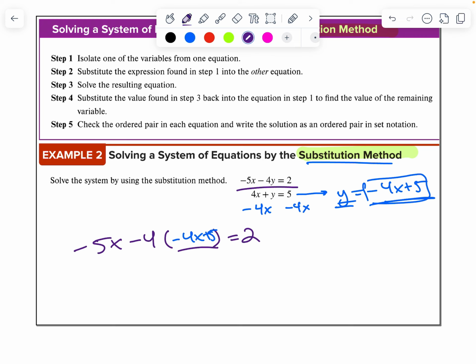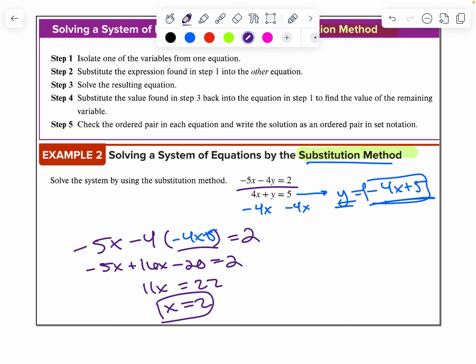Now let's try and solve that. Negative 5x minus, that'd be plus 16x minus 20 equals 2. That'd be 11x equals 22, and x equals 2. Remember, when we're solving these, we don't want just one solution, we want two solutions. Or we want a pair, right? We want an ordered pair. We want something that satisfies both x and y.